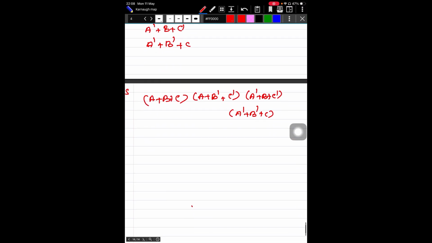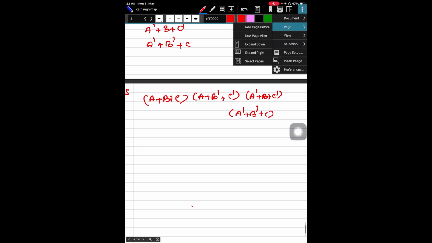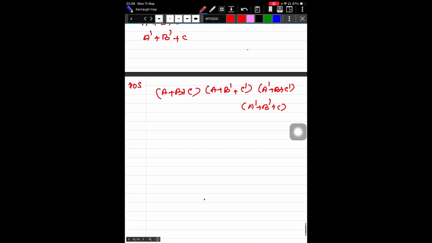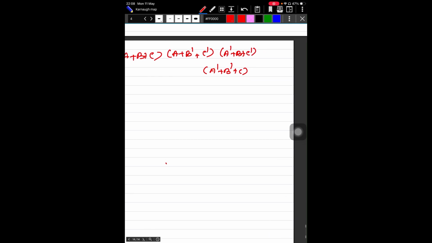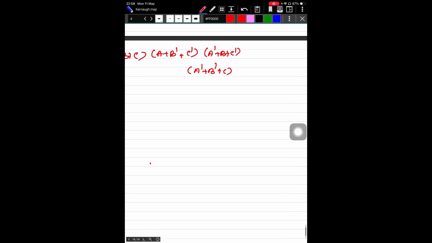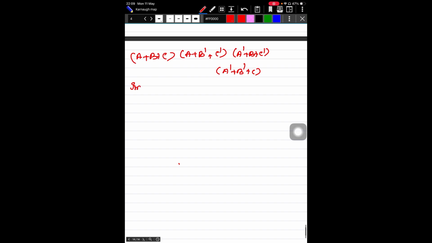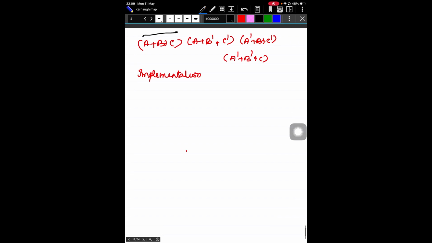Okay. Now, the last part in this video will be implementation. Yes, last part will be implementation. How do I implement it? I need to implement using gates, right? So A plus B plus C, I need an OR gate. Am I right?